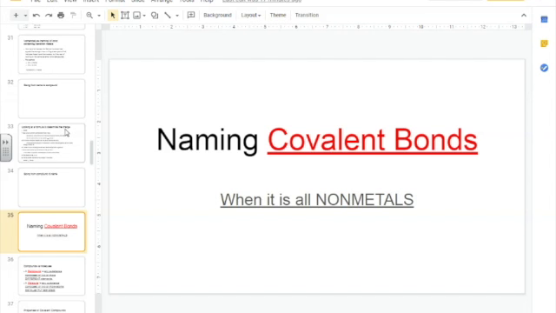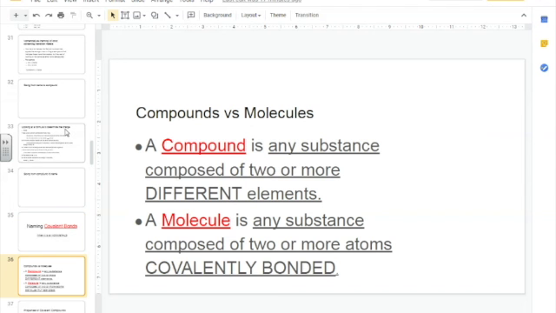Go ahead and in your notes, type out covalent bonds and underline it. And the definition, or what you need to know about that, is that it is all non-metals. Two other words that you need to know for this. One is compound, which is any substance composed of two or more different elements. And the second one is molecule, or any substance composed of two or more atoms covalently bonded. So compounds can be any elements. Molecules are specifically covalently bonded.